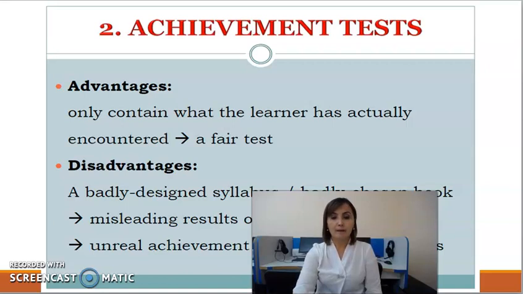Advantages: they only contain what the learner has actually encountered, a fair test. Disadvantages: a badly designed syllabus or a badly chosen book, misleading results, and an unreal picture of achievement of the course objectives.